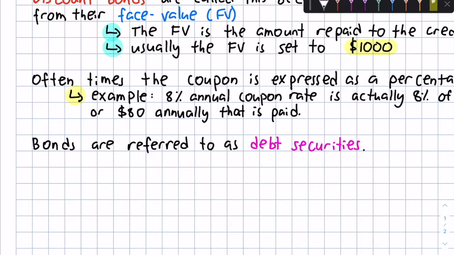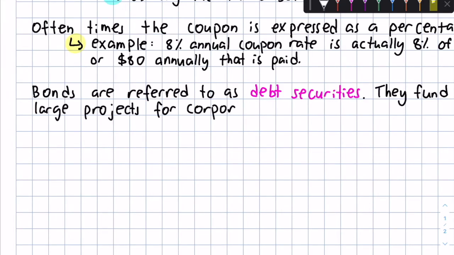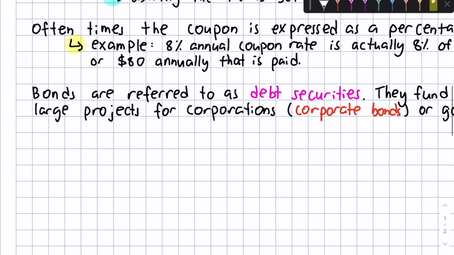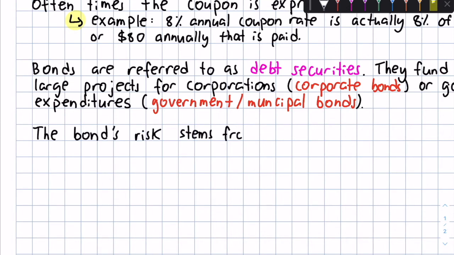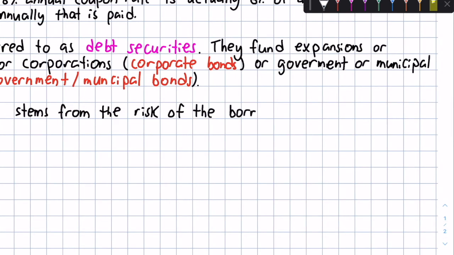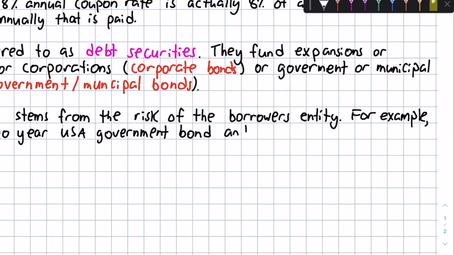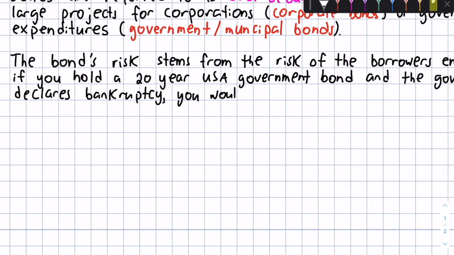Bonds are referred to in general as debt securities. They usually are used to fund expansions or large projects for corporations or businesses, and these are called corporate bonds, or for government or municipal expenditures in order to reduce their debt, and these are the government or municipal bonds. In terms of risk, a bond's risk stems from the risk of the borrower's entity and their risk of bankruptcy. So for example, if you hold a 20-year maturity USA government bond and the government declares bankruptcy, which is obviously very unlikely, you would lose your principal. And this is the initial amount that you paid.